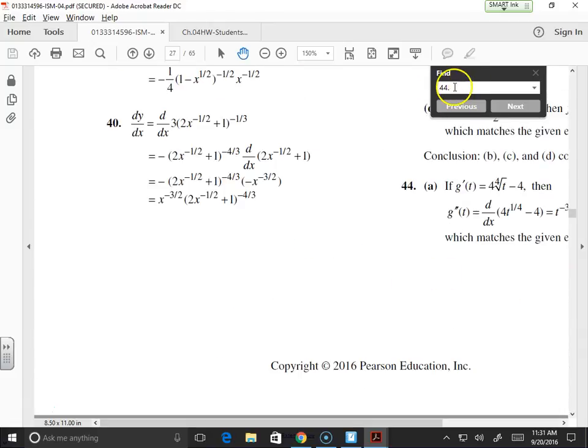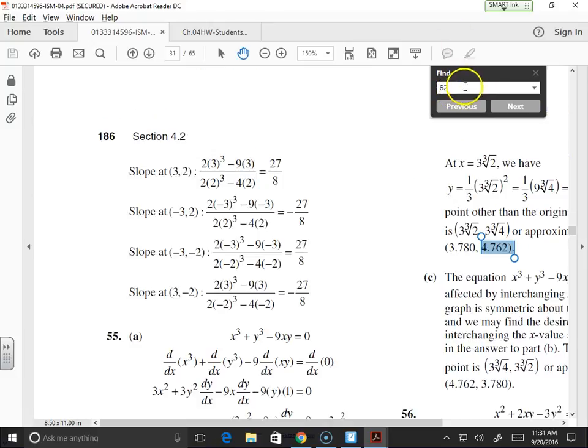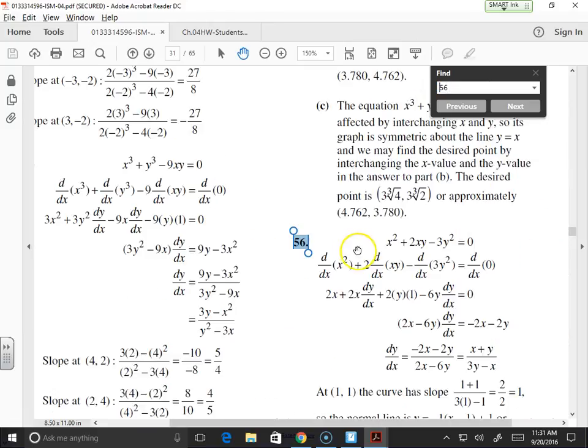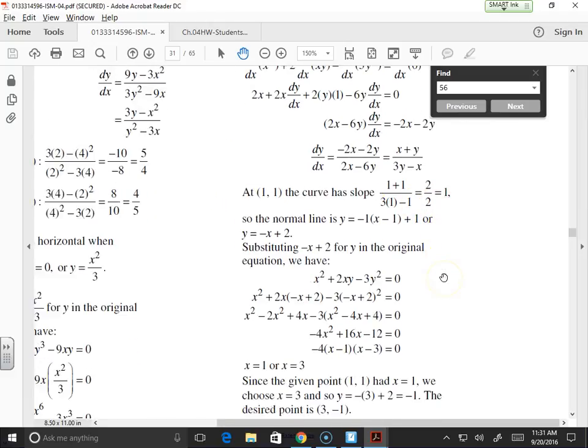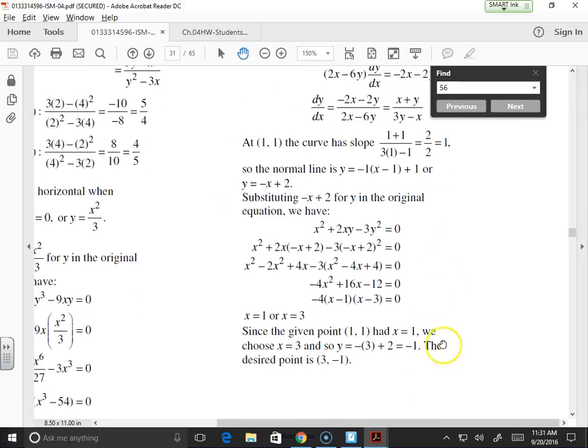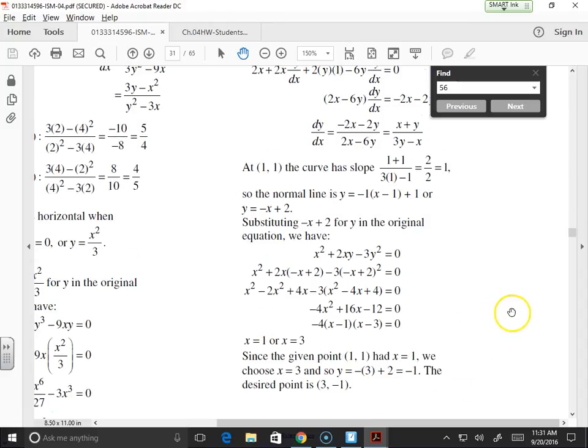What else do we have? 56. Yeah, this one was a little rough. I didn't even finish. I got as far as y equals x. The desired point is (3, -1). That's the final desired point. We have the normal line up here, and then we plug in.